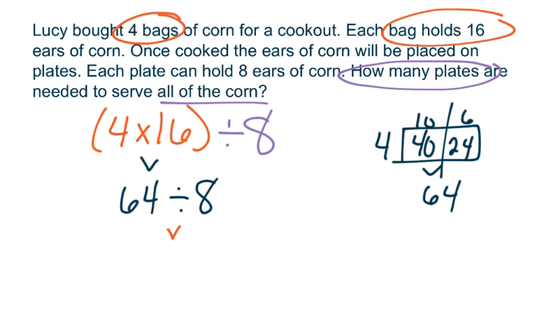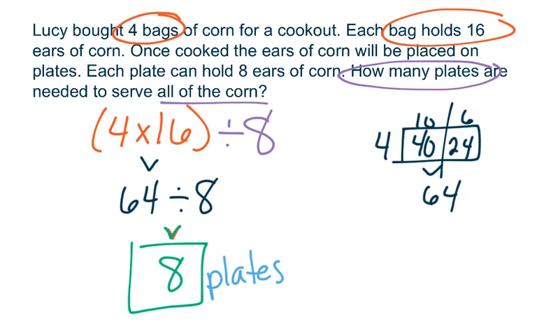That's a division problem that we know. We don't even need to use any long division for that. We don't need to list any multiples. 8 goes into 64 8 times. So we don't have to interpret our remainder here. When we're looking at this problem, how many plates is she going to need to serve all of the corn? She's going to need 8 plates. And that's our final answer.